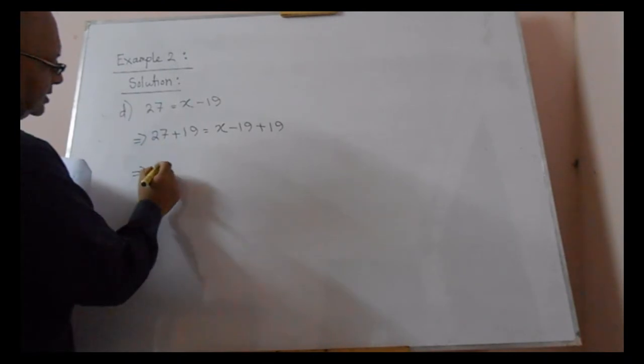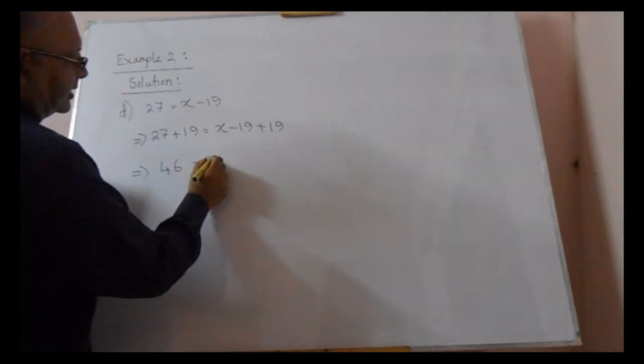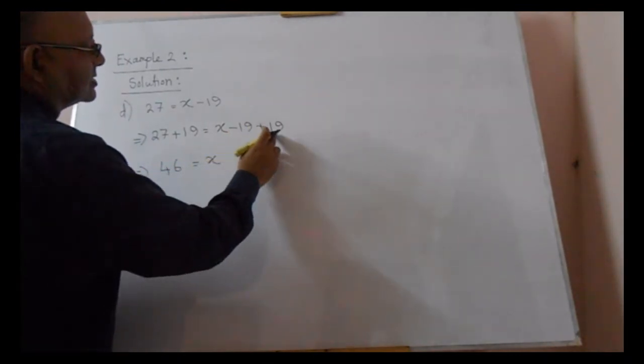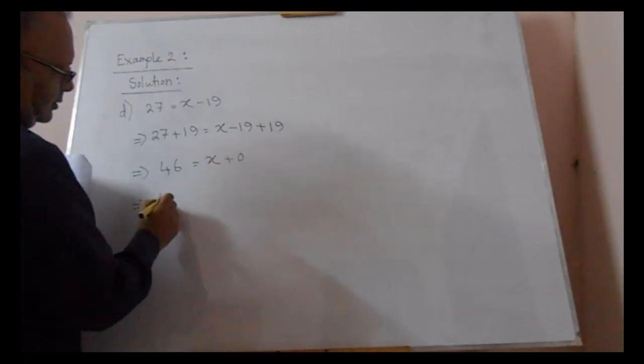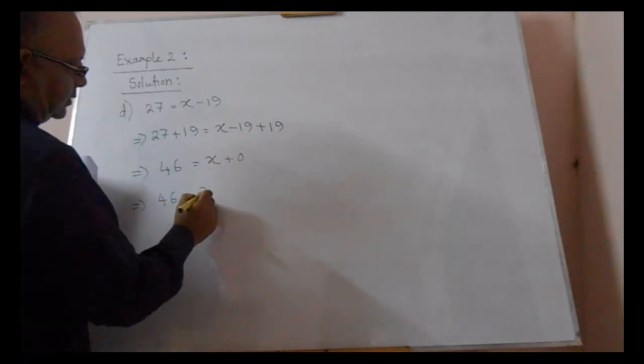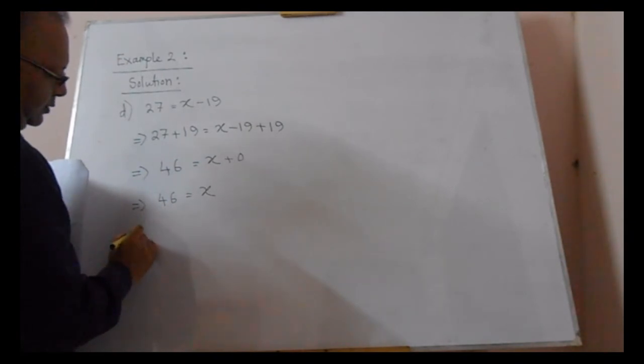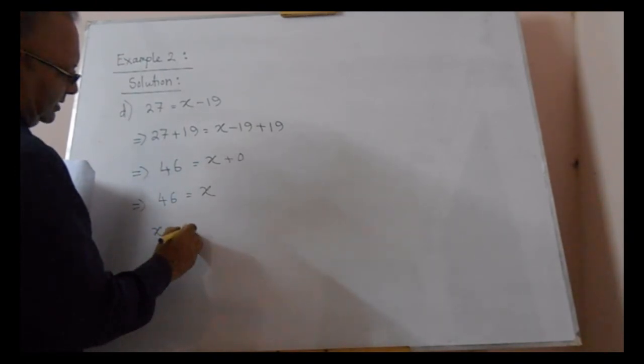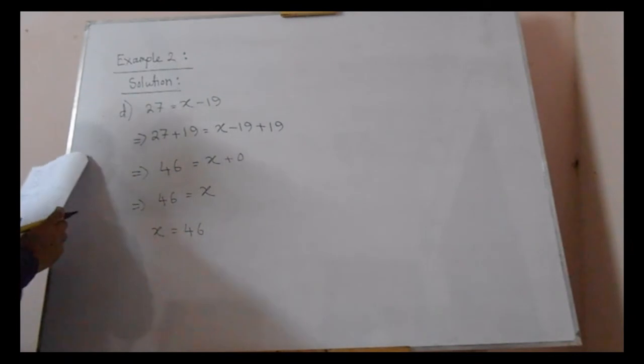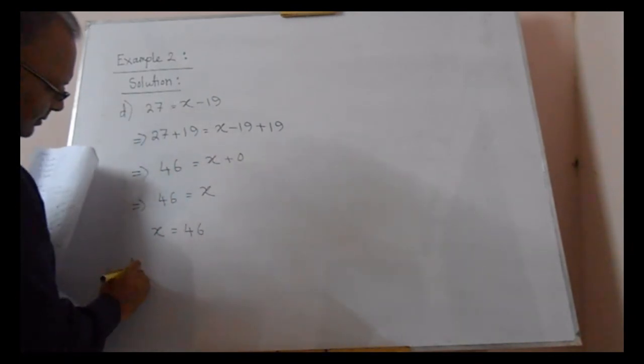27 plus 19 equals 46. X negative 19 plus 19 equals 0. Or we can write that 46 equals x. Therefore x equals 46, and our answer is x equals 46.